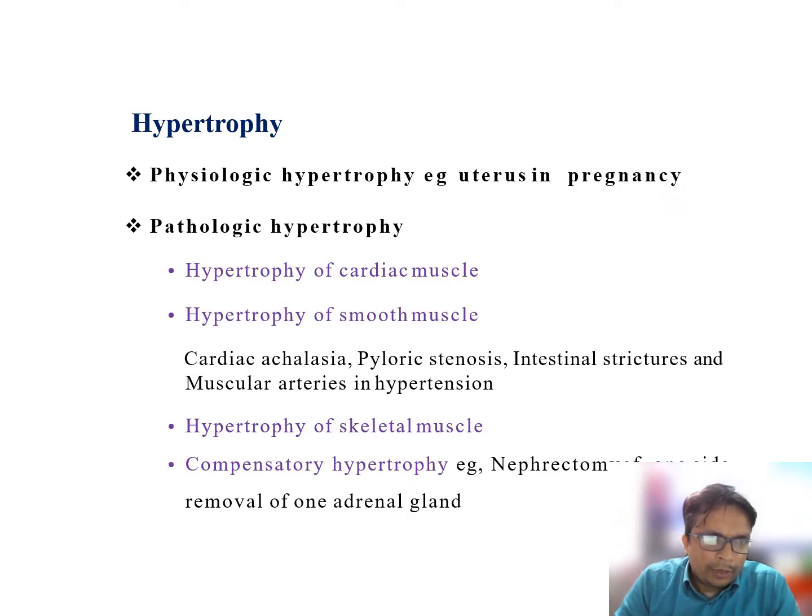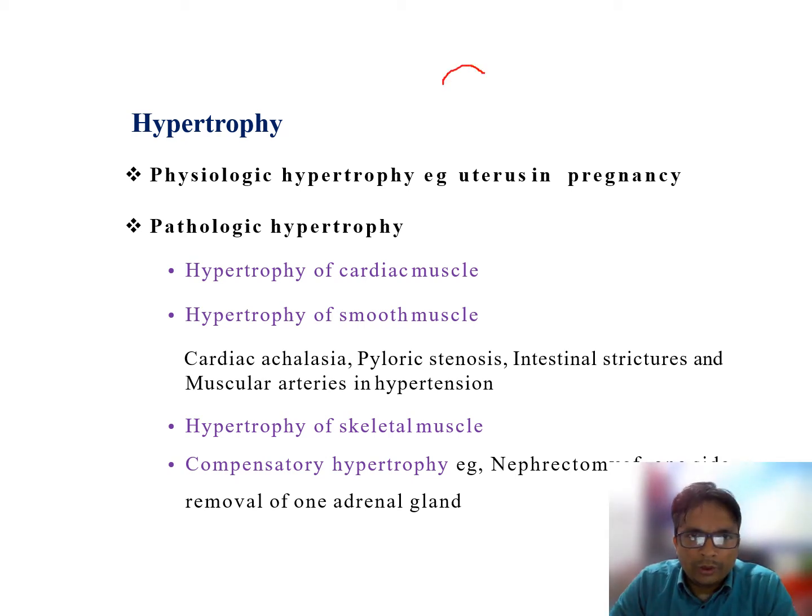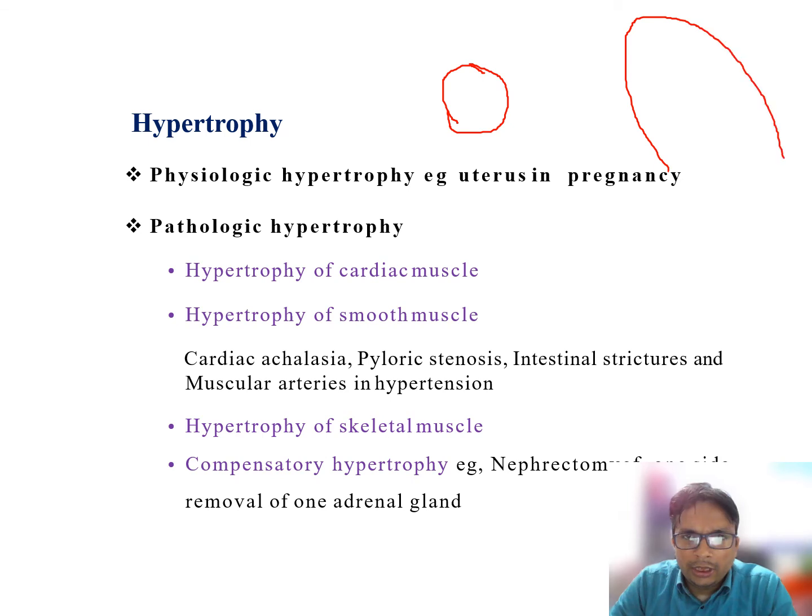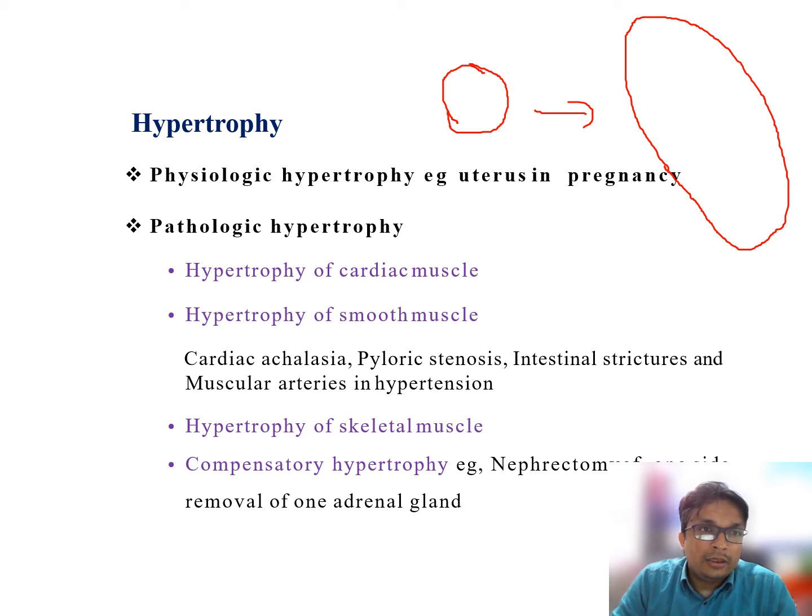The second type of cell adaptation is hypertrophy. If you see hypertrophy, just consider this is a normal cell. If there is an increase in the cell size, then it is known as hypertrophy. So what do you understand by hypertrophy? Hypertrophy is a condition when there is an increase in the size of a particular cell.